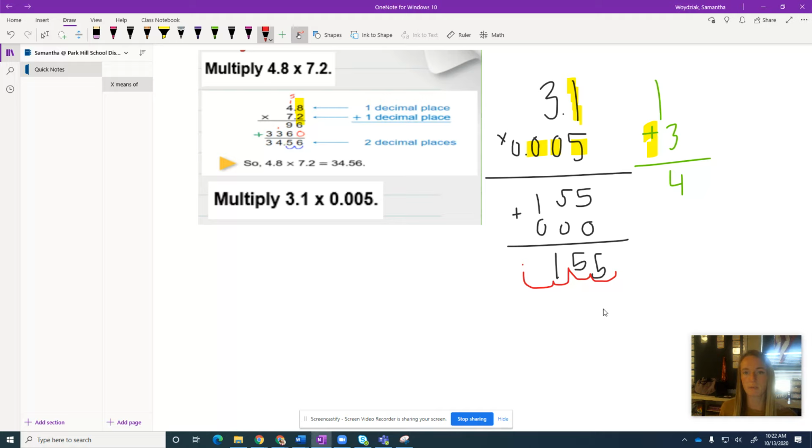Now I moved it more times than the numbers I had. So what I have to do is fill this spot in with a 0. So I'm going to end up with 0 point and then 0.155. All right, so if you have to move your decimal point more times than there are numbers, then you just fill in those placeholders with a 0.